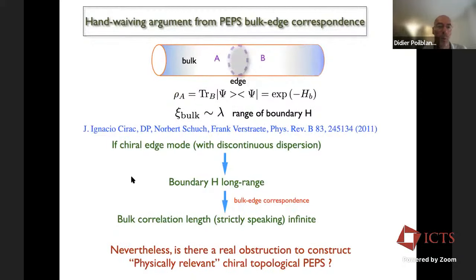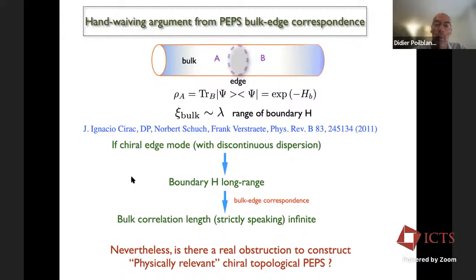So first, let me tell you an argument for why this would be the case, rephrasing this no-go theorem in our PEPS language. It has to do with a very nice property of PEPS, the bulk-edge correspondence.